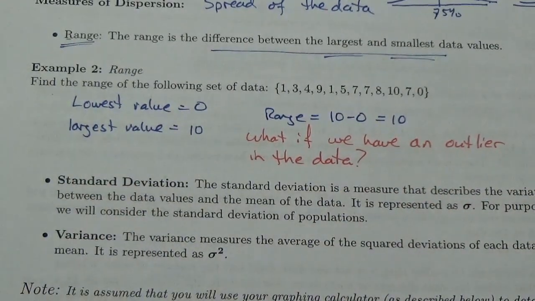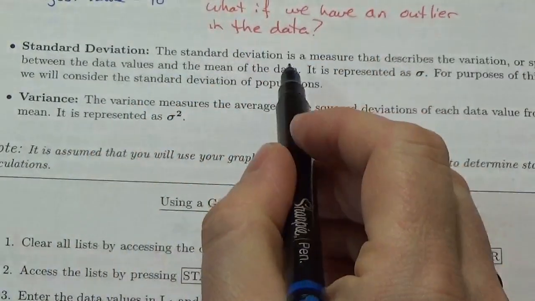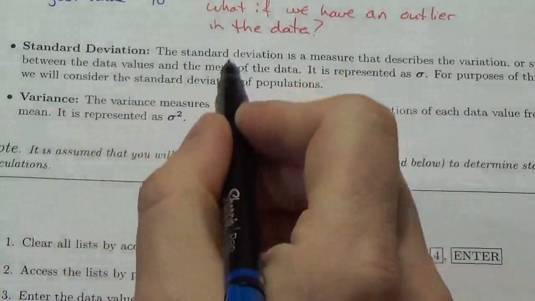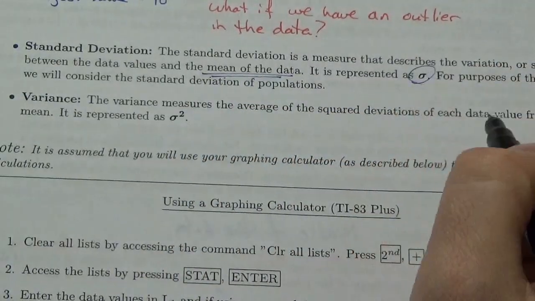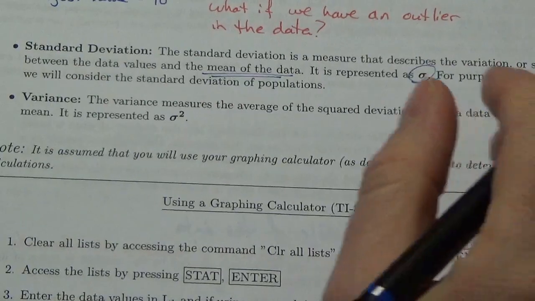Now let's take a quick look at the standard deviation. The standard deviation is a measure that describes the variation or spread between the data values and the mean of the data. We use the little Greek letter sigma to represent the standard deviation for populations.